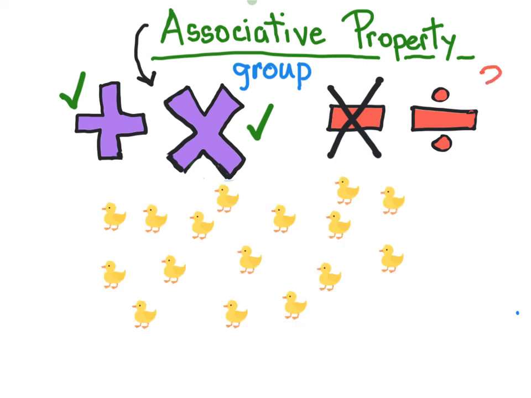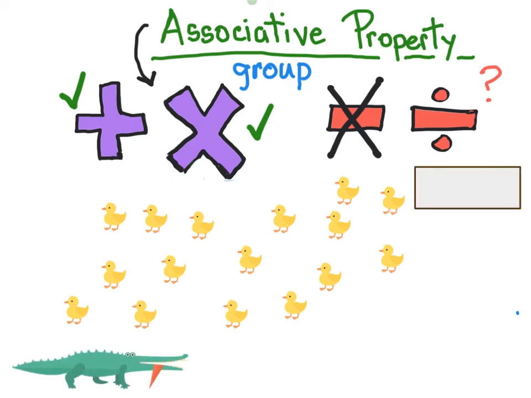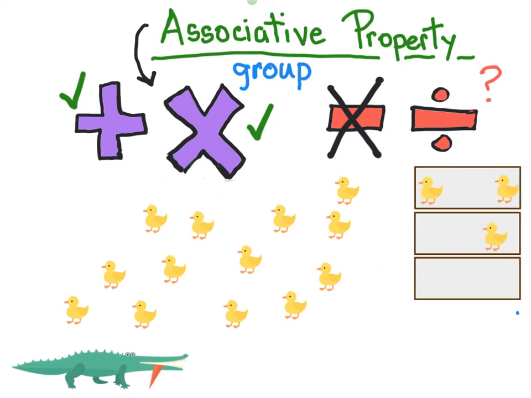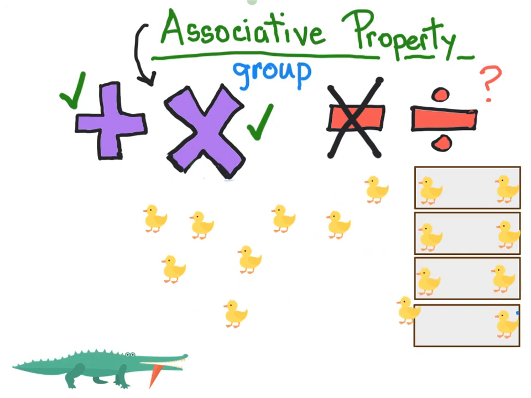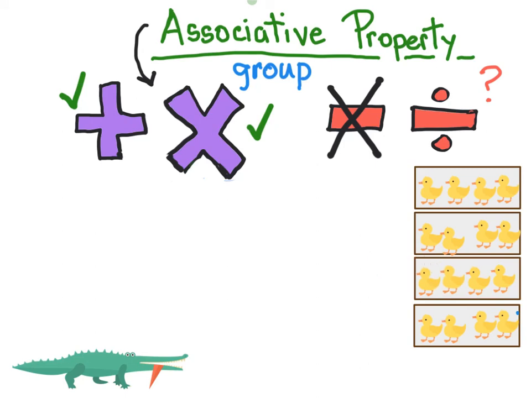Let's see if the associative property works for division. One day your ducks all got out of their enclosures and started running toward the pond. Since there's an alligator living in the pond now, you have to gather all these ducks and get them home before they meet the alligator. You find 4 wooden boxes, so you're able to take all 16 ducks and put them into 4 wooden boxes. So we have 16 ducks divided into 4 groups. And we can see that we have 4 ducks in each group.